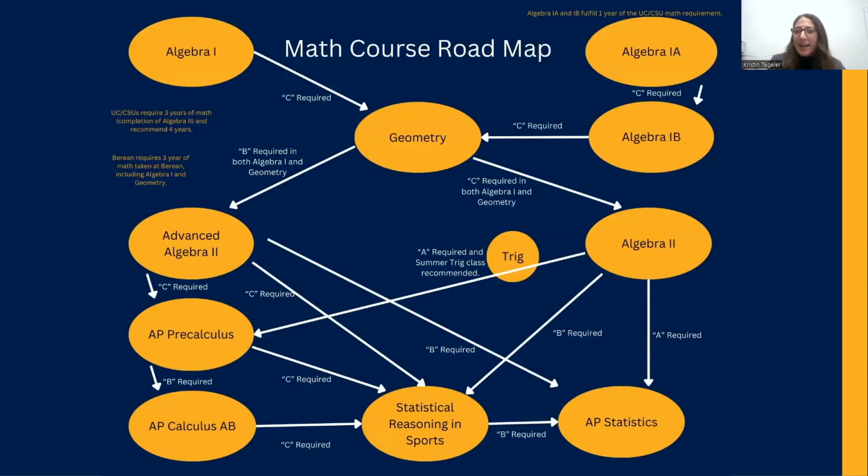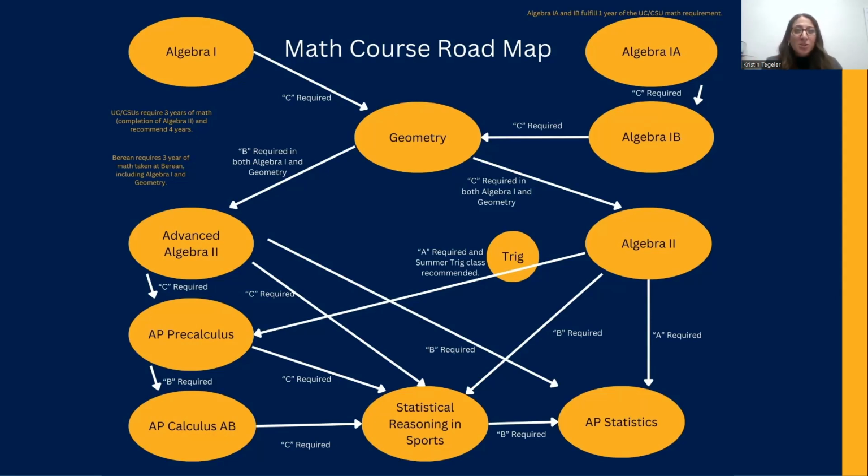And so at first glance, it might look a little busy, but I encourage you to just spot on here where you're at, what math have you taken, what math is next for you to take, and where you'd like to go. And so, every student is going to at some point be taking algebra or the Algebra 1A and 1B. They're going to take geometry. And then after that, they'll either do the Advanced Algebra 2 or they'll do that Standard Algebra 2.